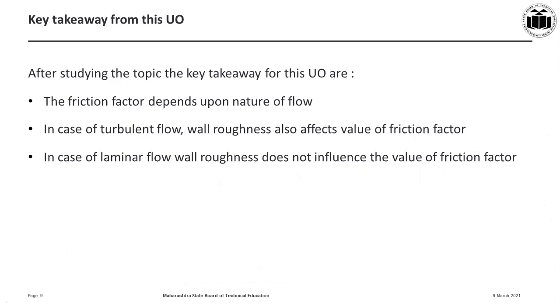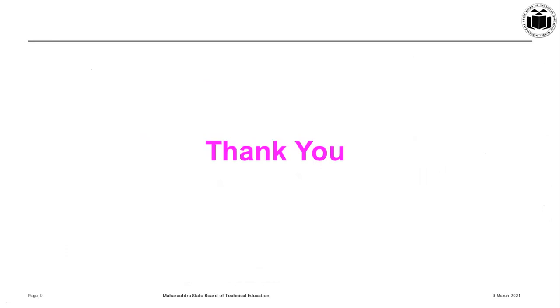The key takeaways after watching this presentation are: the friction factor depends upon the nature of flow. In case of turbulent flow, wall roughness also affects the value of friction factor in addition to Reynolds number. And in case of laminar flow, wall roughness does not influence the value of friction factor. I'm sure you must have understood the concept of friction factor, how it can be calculated either by empirical equations or by using the friction factor chart, and how the value of the friction factor depends upon the roughness inside the pipe and the nature of the flow, the concept of Fanning and Darcy's friction factor, and the method for calculating the friction factor.